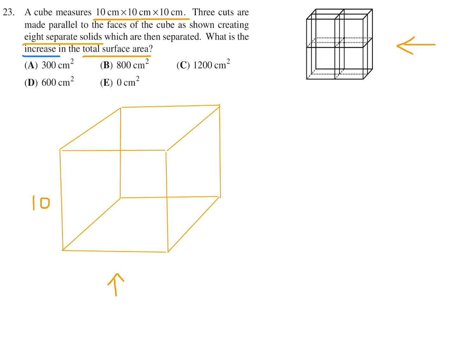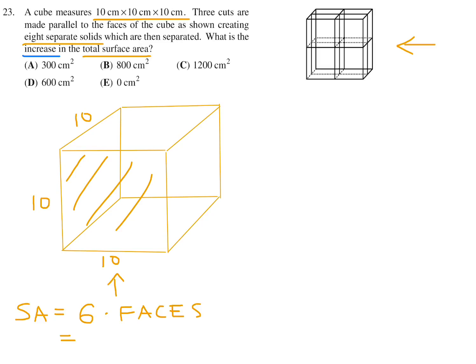It's 10 by 10 by 10. So surface area is basically the area of all the faces. And a cube has 6 faces. So we've got 6 faces. Surface area, SA, and each face has an area of 10 by 10. It's basically a square. So 6 times 10 by 10, which is 100, and therefore the surface area of this cube is 600. It's pretty straightforward.